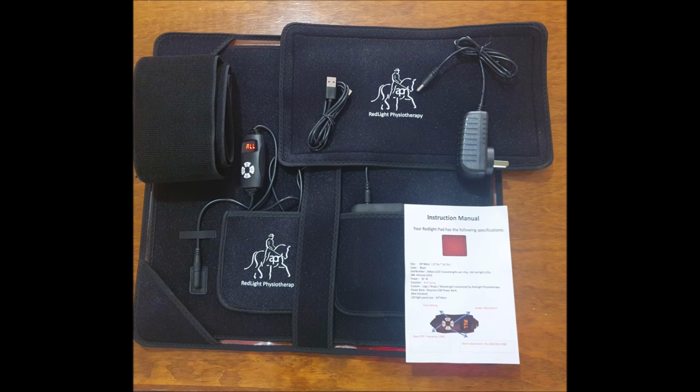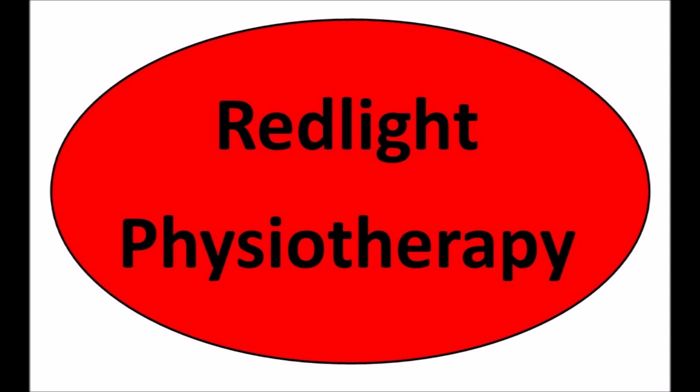Now this pad I've designed for a horse. It has 3 wavelengths, 660, 810 and 980. Therefore, it can get deep through the melanin and the hemoglobin into the deeper tissues and be very effective. And the brand that I have instigated is Red Light Physiotherapy.